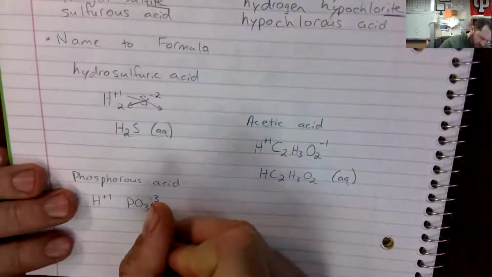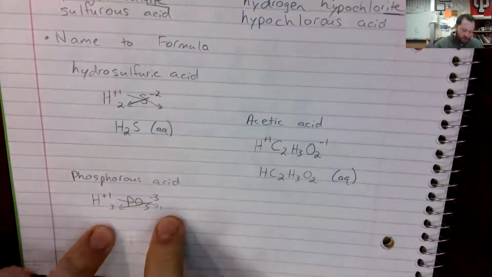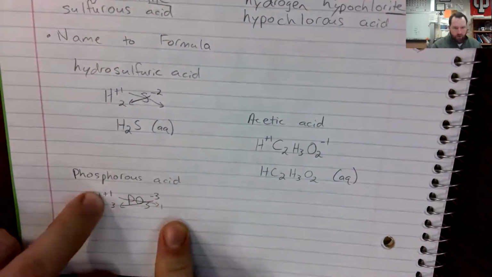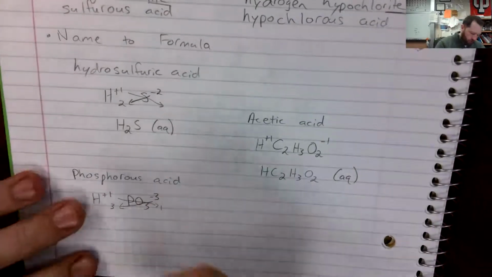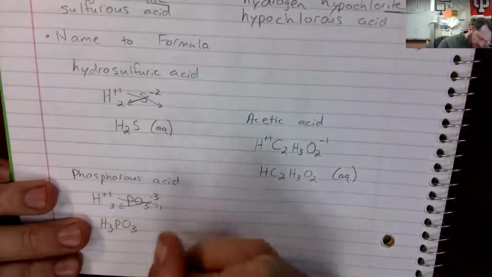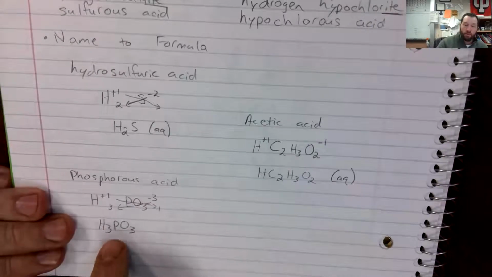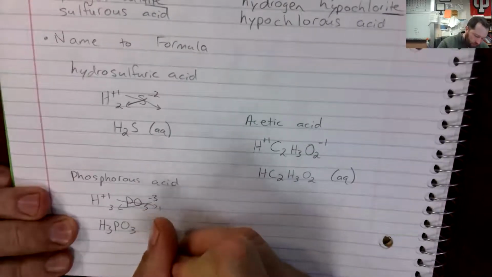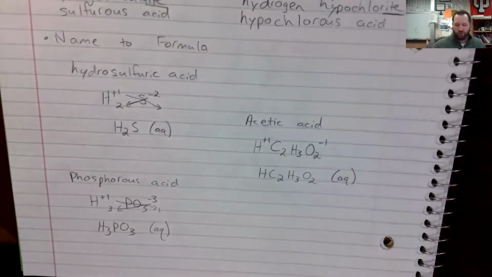So again, we do our crossing over. Bring the 3 down here, bring the 1 down there. It's going to take 3 of our +1 charges to cancel out our -3 charge. So we'll rewrite that, kind of clean it up. We don't want those charges in our final answer. Phosphorus acid is H3PO3. Again, make sure it's aqueous. It's not an acid unless it's dissolved in water.